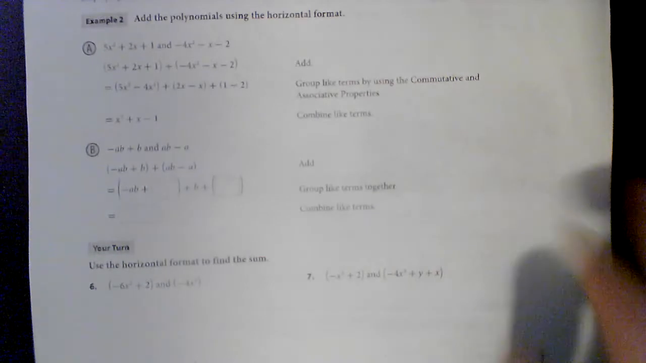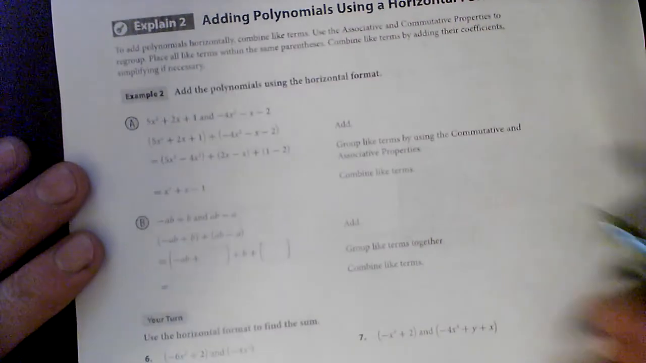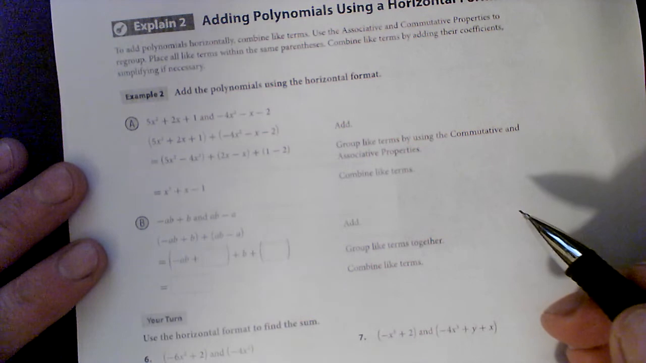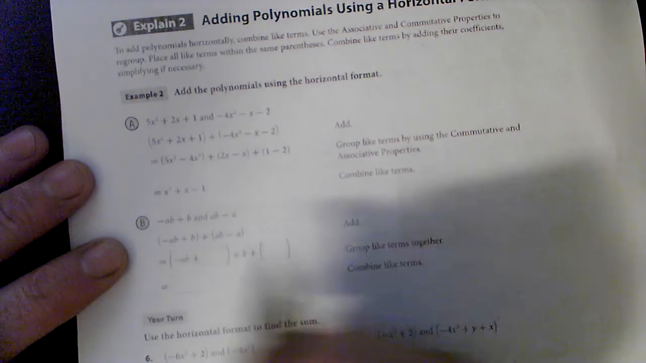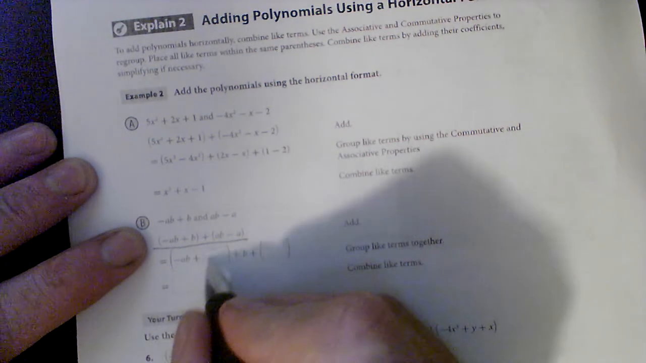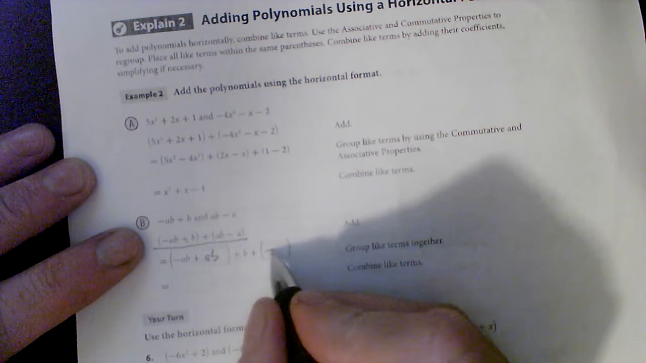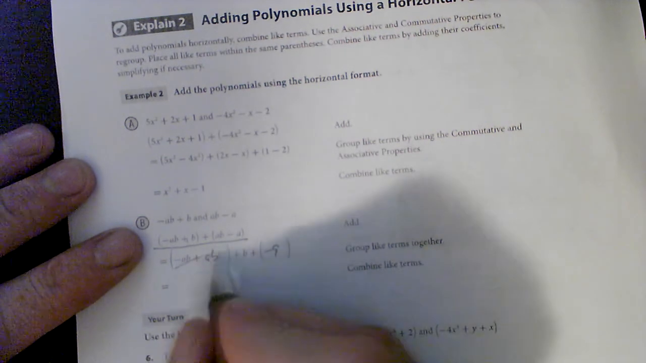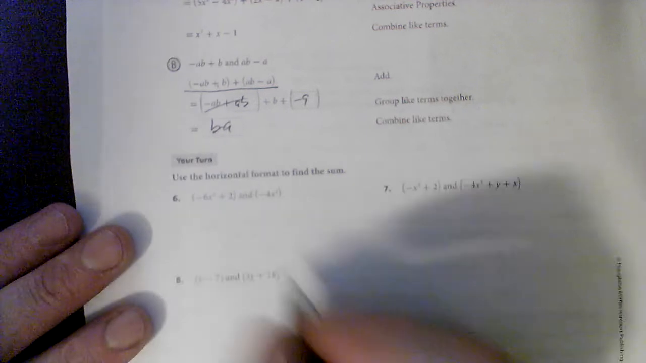Alright? So horizontal is just this. You don't write things above each other. You write them next to each other, but you try to write things next to other like terms. And so if I was going to add these two, this negative AB, I would write next to this AB. This B over here was all by itself, and then minus A at the end. These guys would cancel out here, and I got B minus A.